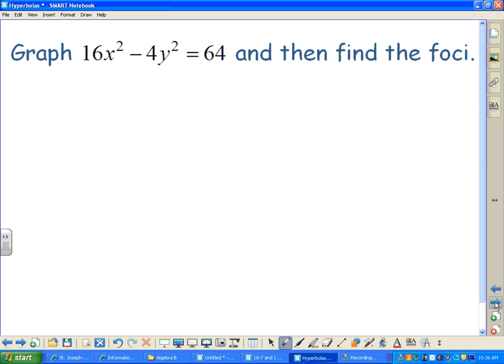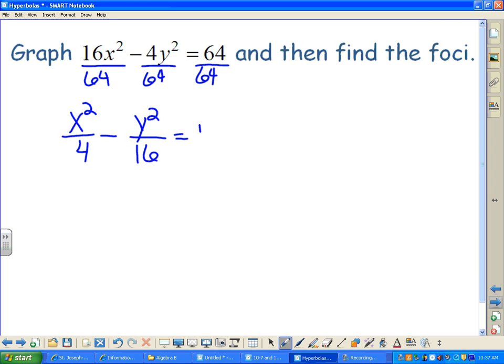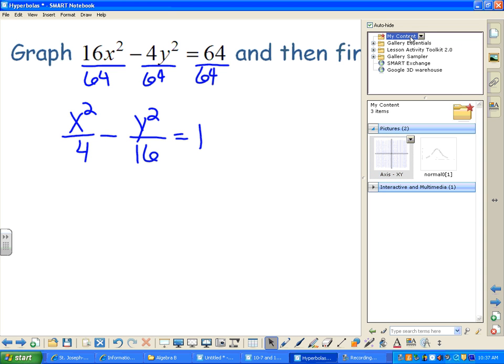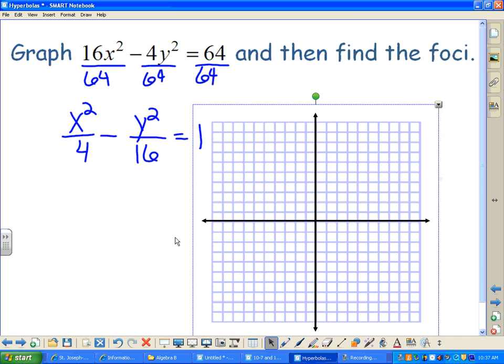Divide by 64 because you want it equal to 1. You want it equal to 1 so that you can see your a squared and your b squared. Okay? Because that's going to let you move away from your center point of 0, 0. Which means we're going to end up with x squared over 4 minus y squared over 16 is equal to 1. Okay? All right. So let's look at graphing this thing.